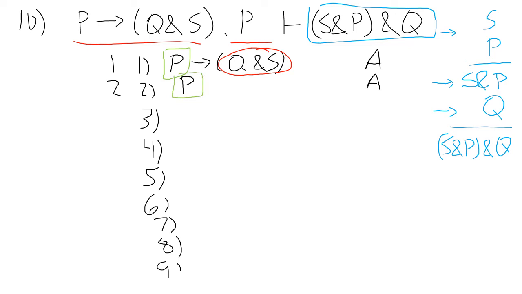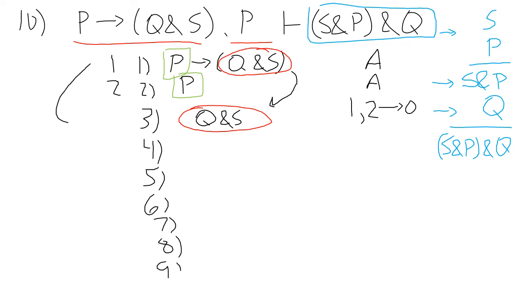So from 1 and 2, I can write the consequent from line 1, that conditional statement. Where is this coming from? This is coming from 1 and 2. Which rule am I using? I'm using the arrow out. And what numbers are associated with lines 1 and 2? Well, they are 1 and 2. Now, I still don't have what I need. I have the P by itself, but I don't have the S by itself.